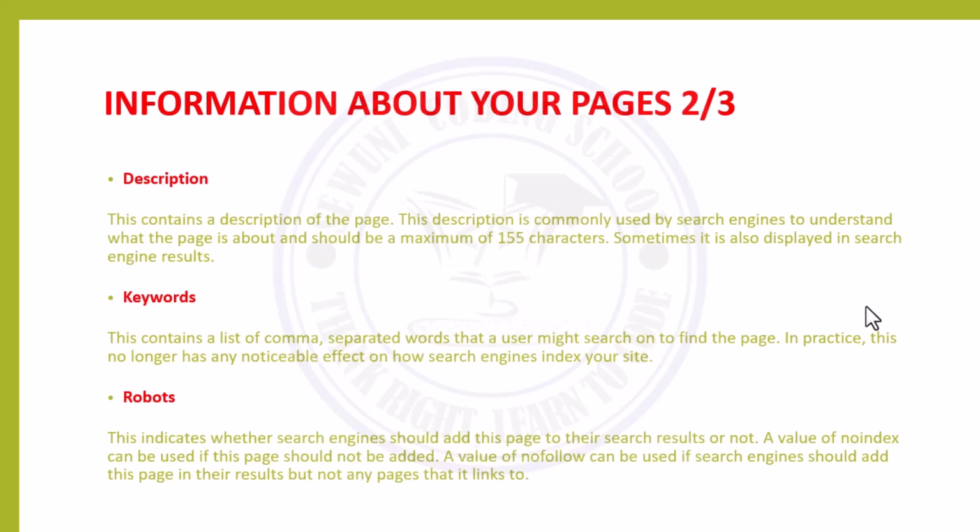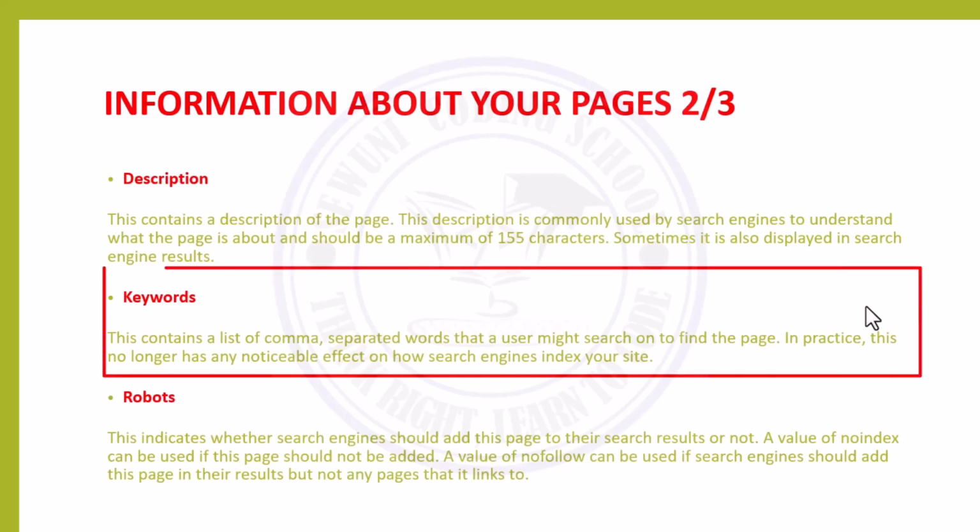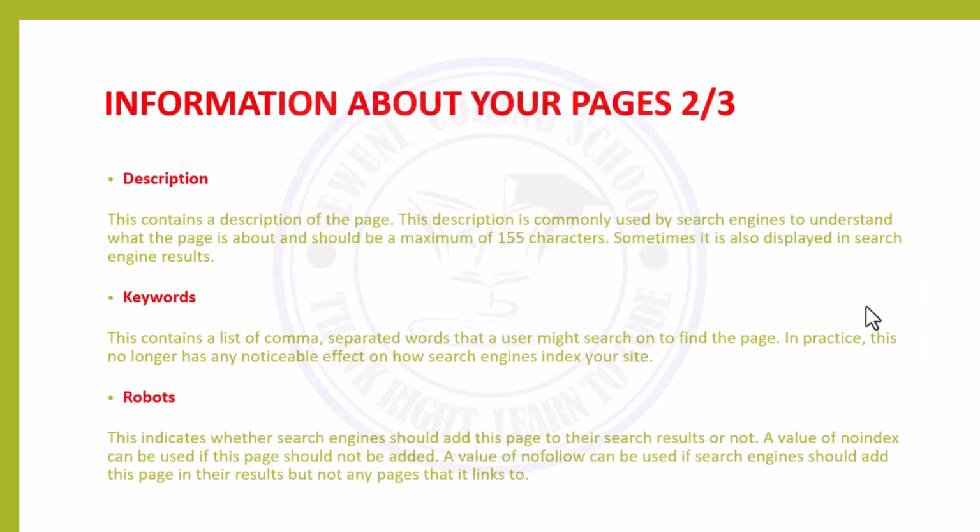Description contains a description of the page. The description is commonly used by search engines to understand what the page is about and should be a maximum of 155 characters. Sometimes it is also displayed in search engine results. Keywords is also contained in the meta and gives information about your page. This keyword is a list of comma separated words that a user might search on to find your page.